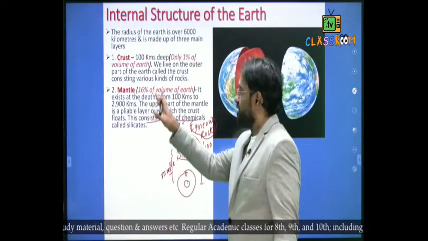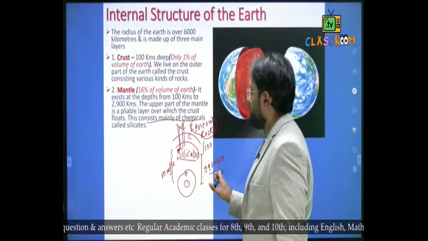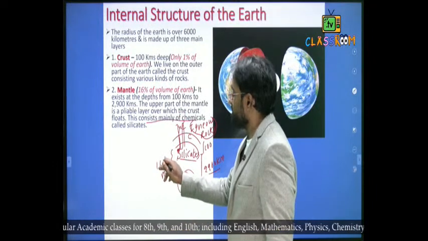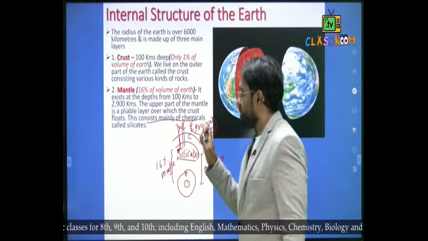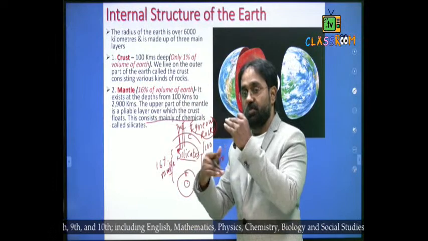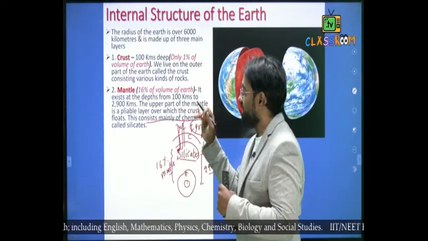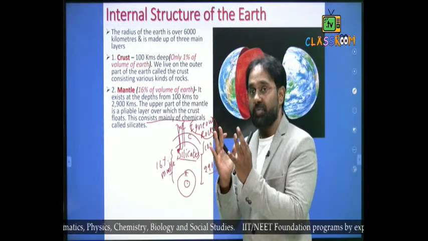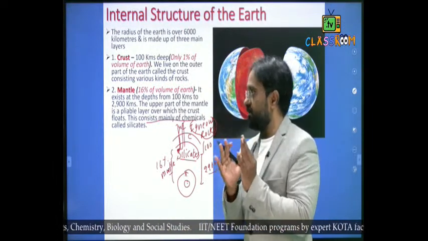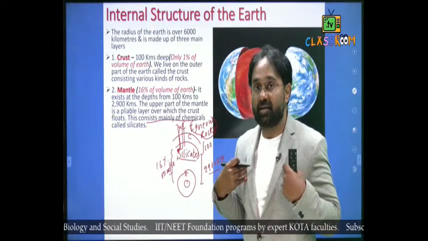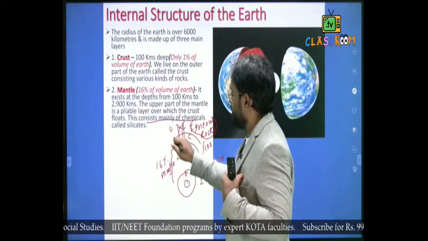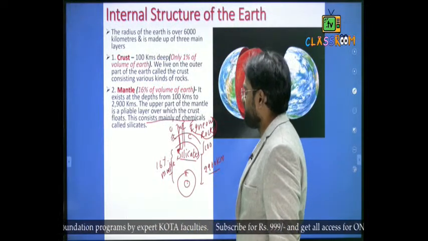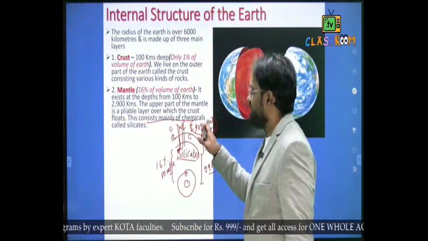Okay, see here, this is the mantle, and the mantle is how much percentage of the volume of the earth? That is 16%. Crust is just 1% of the entire surface of the earth, and the mantle is 16% of the volume of the earth. 16% of the volume of the earth is all mantle. Okay, so where are we staying? We are on the crust region. This is the topmost layer of the earth. Okay. So the upper part of the mantle is pliable.